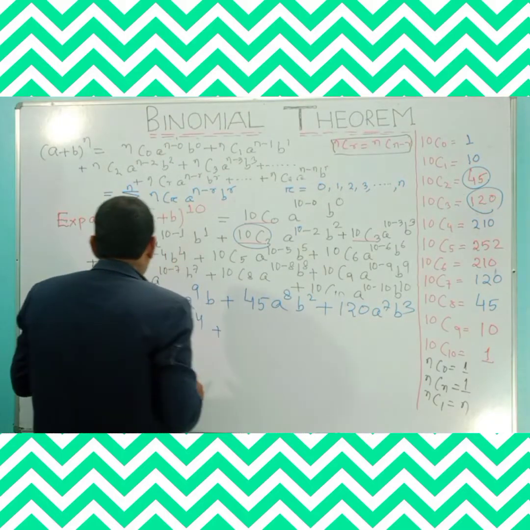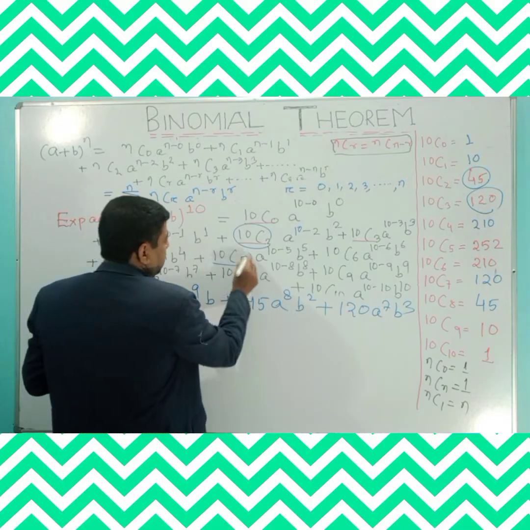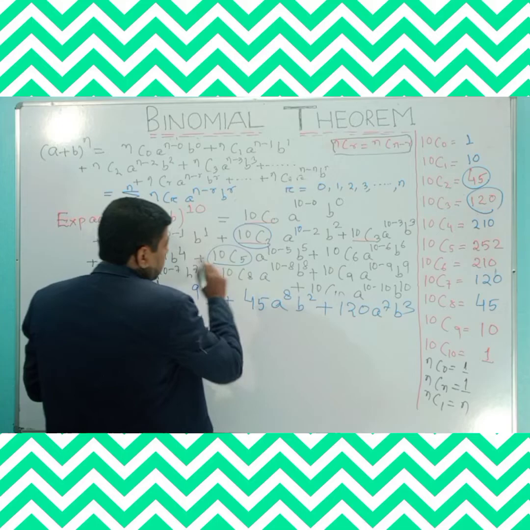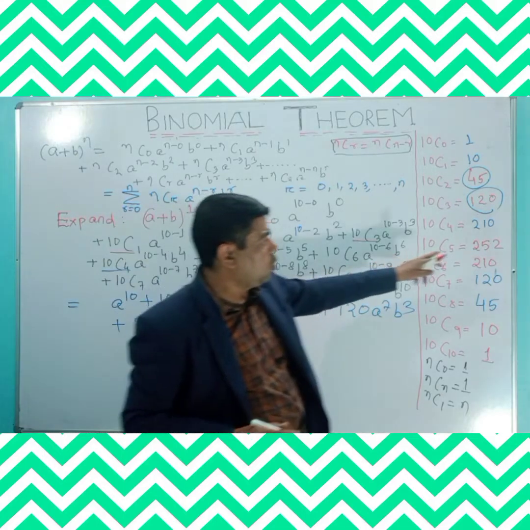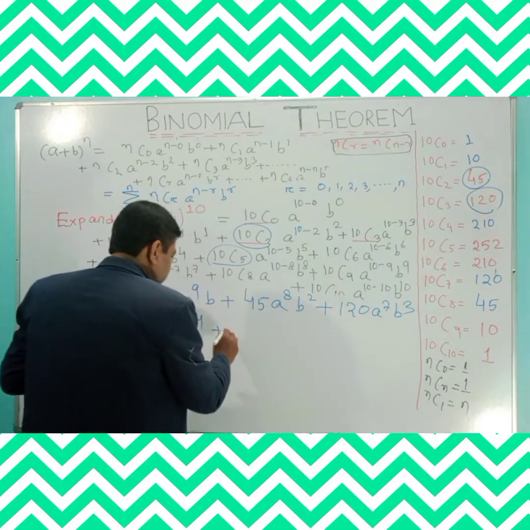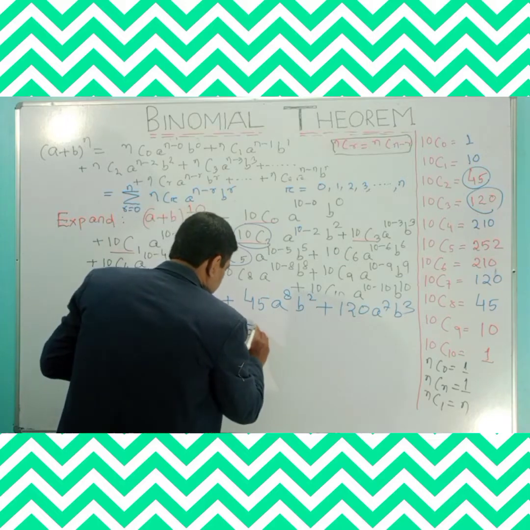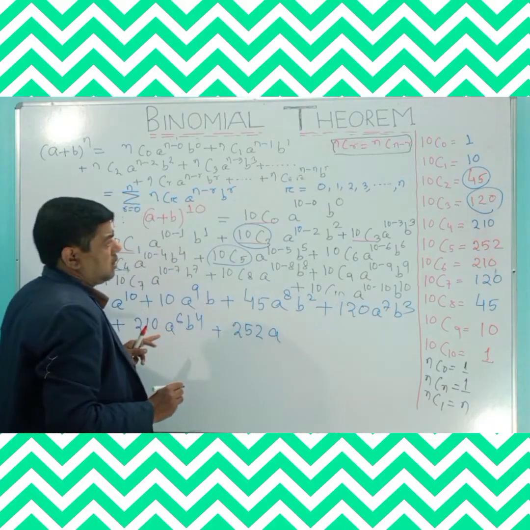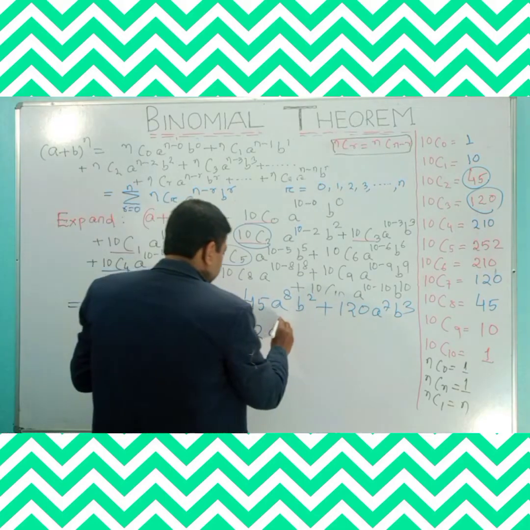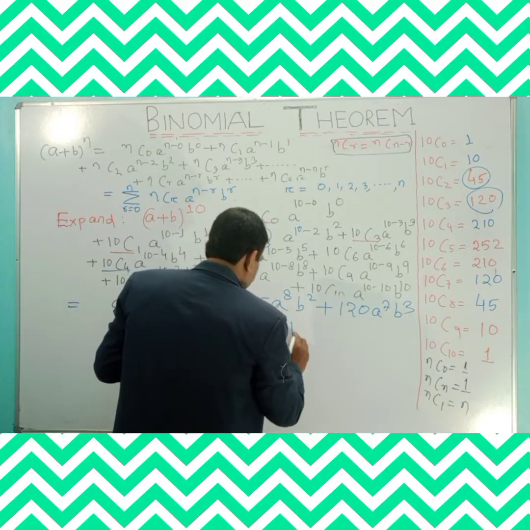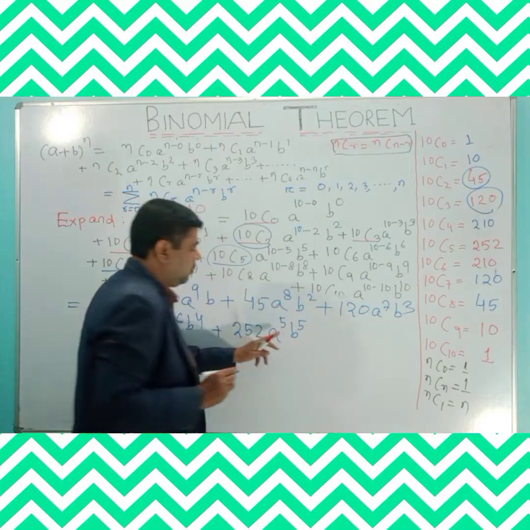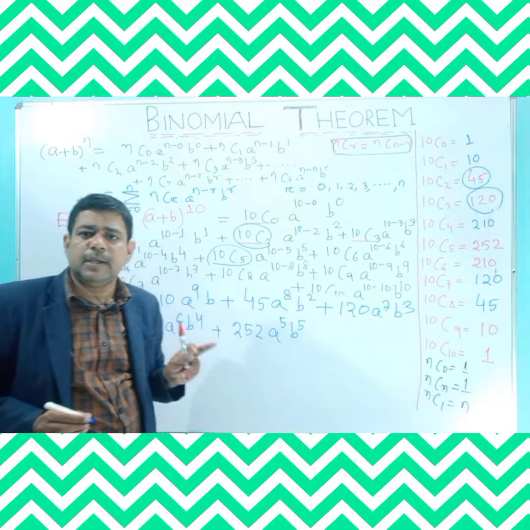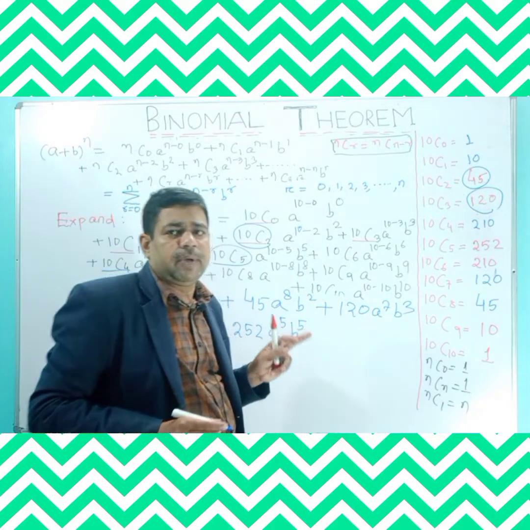Then after that 10C5. Yes, 10C5, and 10C5 means what? The value of 10C5 is 252. Once again you can check; if any mistake is there, you can rectify it yourself. So a to the power what? It is saying a to the power 5 and b to the power 5. The power of a is 5, the power of b is 5, so the degree will be 5 plus 5 is 10. Constant. The power of every term is constant.